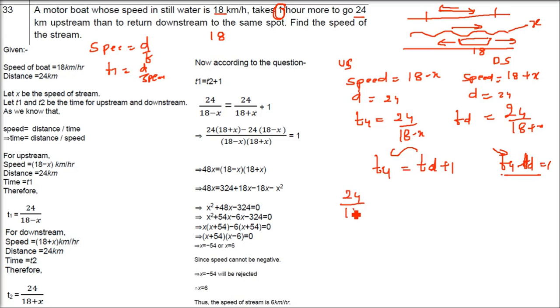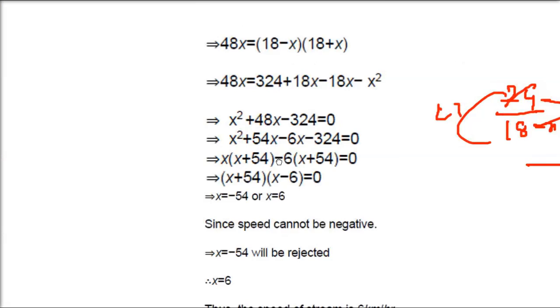Now just put this value: 24 by 18 minus x minus 24 by 18 plus x equals 1. Okay, so this you will be able to solve. I hope this can be solved easily. 24 you can take common and then cross multiply, take 18 minus x, 18 plus x on the right side, rearrange. There will be a quadratic equation.